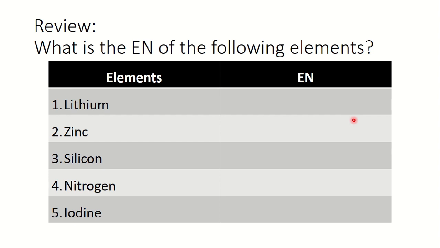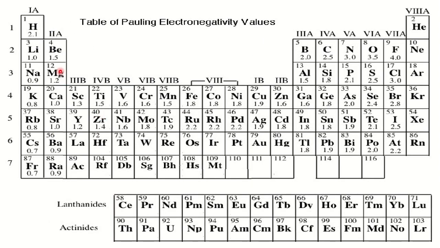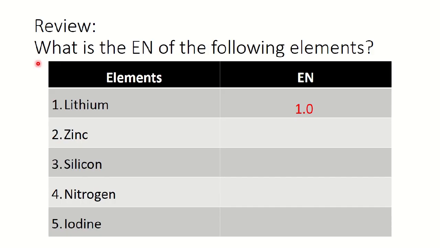Okay, so let's try to identify the electronegativity of the following elements. Let's have first lithium. Puntahan mo yung periodic table mo, hanapin mo yung electronegativity ng lithium, and that is 1.0. So, lithium is 1.0.